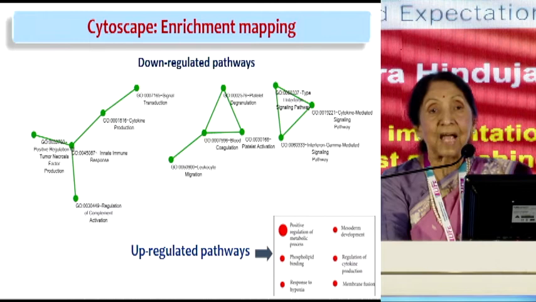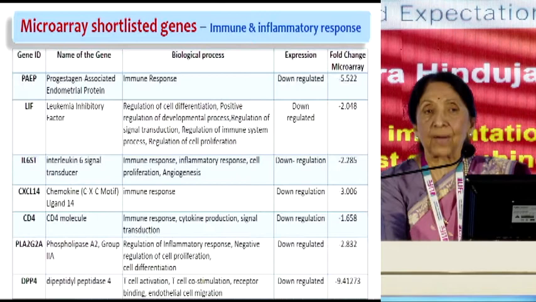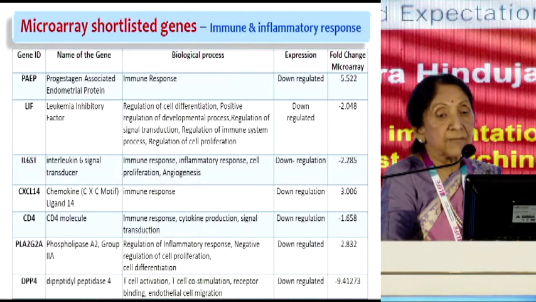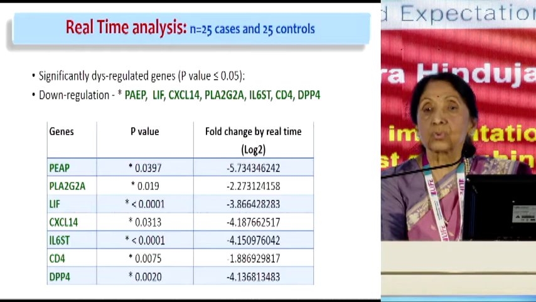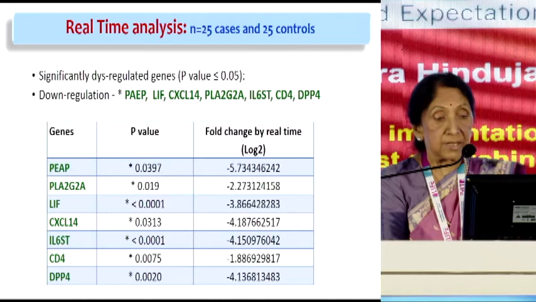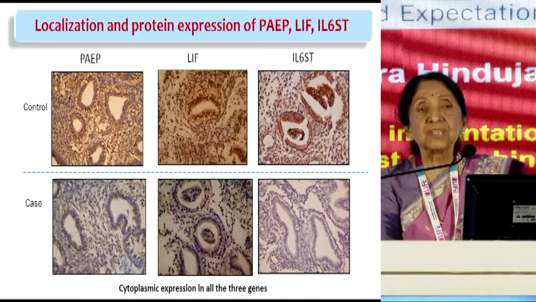Now the same thing we have validated by PCR. You can see here the genes are listed on the left-hand side and the fold change, with negative change, which is by microarray. Similar results were obtained on PCR, so that way we could validate the findings by PCR and also replicate the findings. This is the histogram of this. Immunohistochemistry was done for expression of the protein.